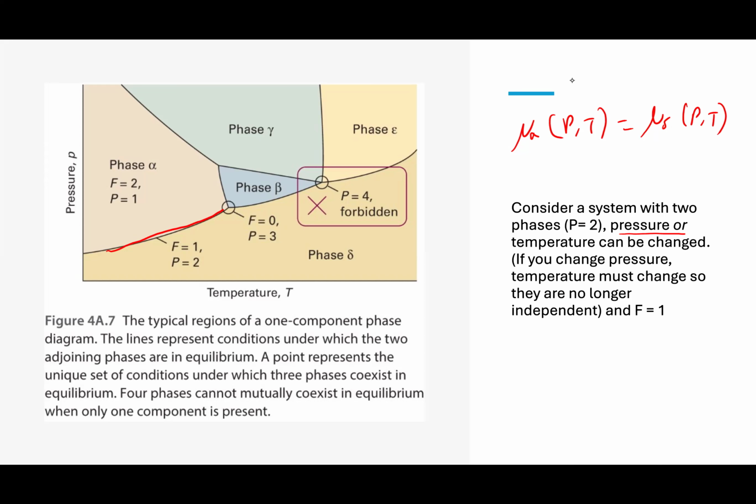This equation relates pressure and temperature. When the pressure changes, the changes in the chemical potentials are different in general. So in order to keep them equal, temperature must change too.